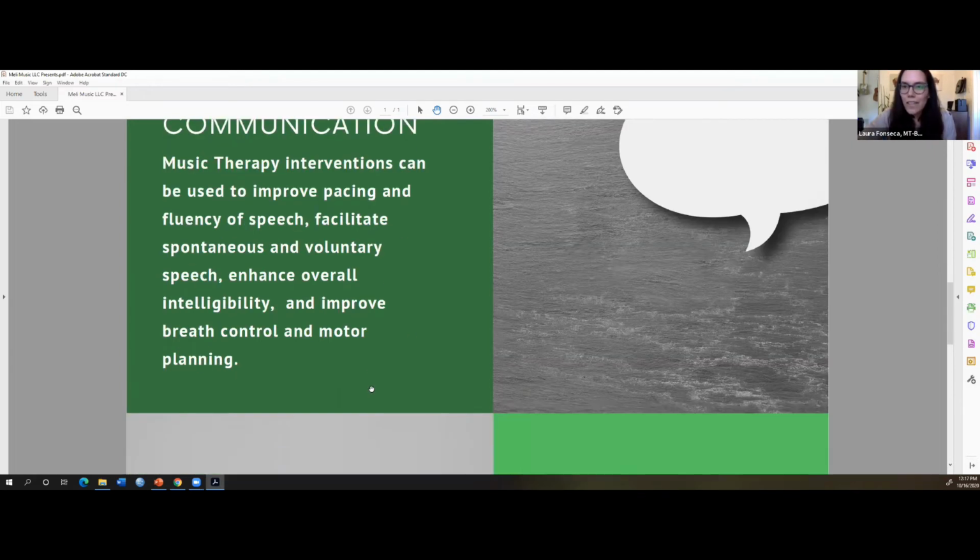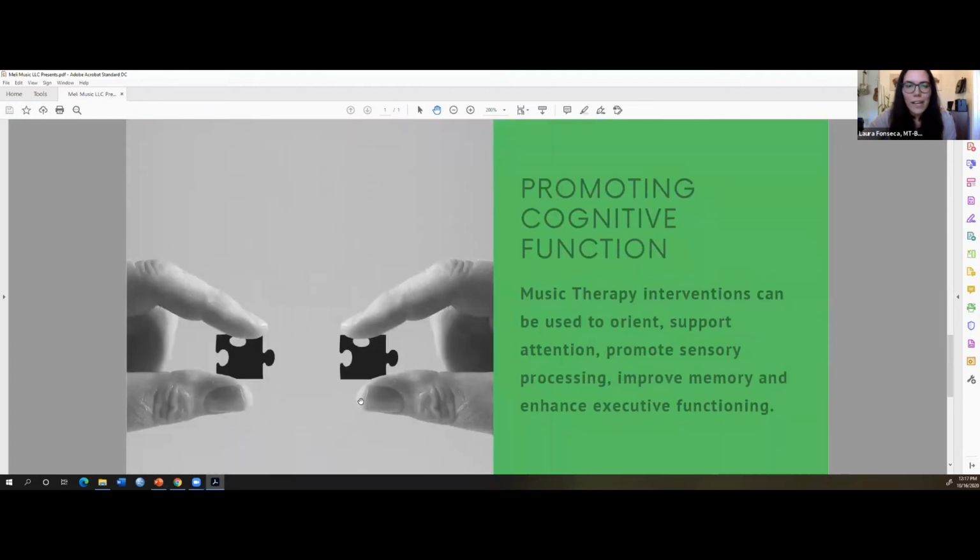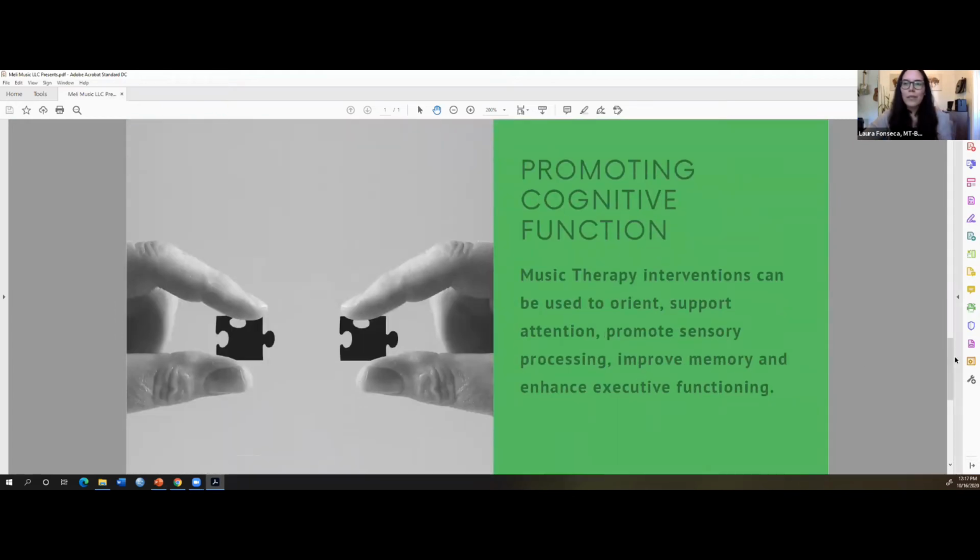Does anyone have any? Oh yeah, cognitive. We didn't really go too much into cognitive, but music therapy interventions can be used to kind of orient us to where we are. That's a great example as far as playlists. Like if you have a morning routine playlist, it's like, it's morning, we're doing our morning routine.